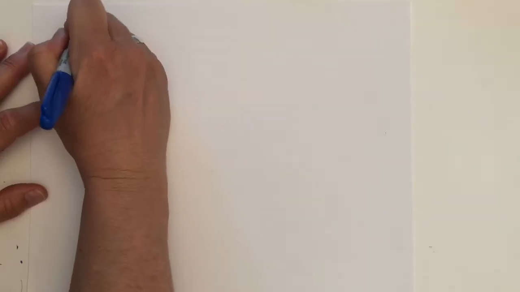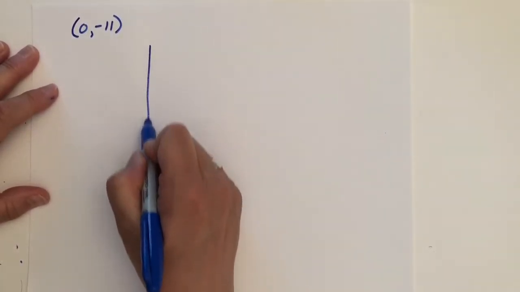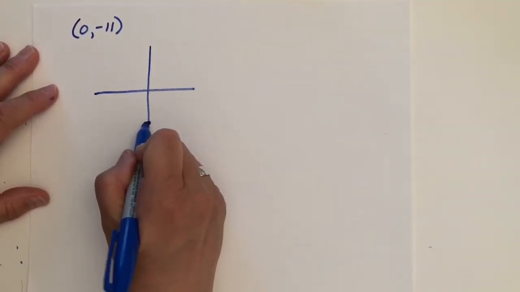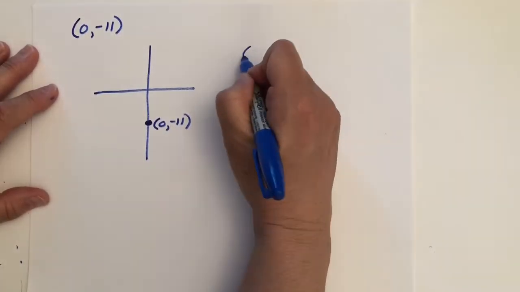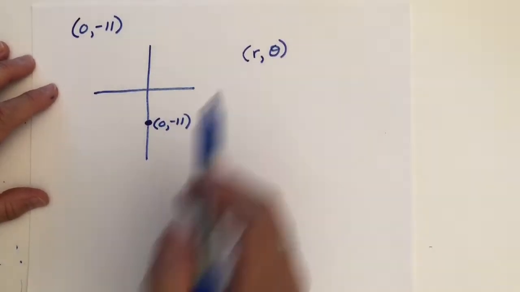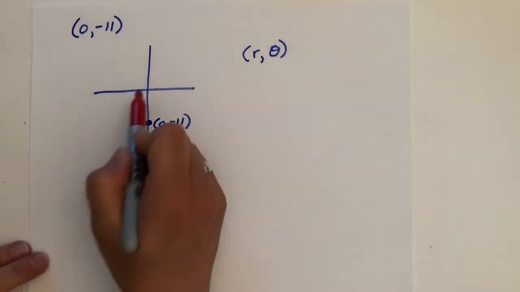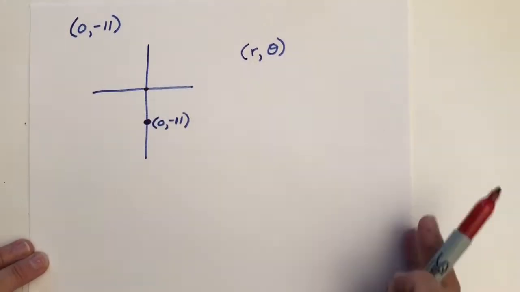Let's suppose the point is (0, -11). So here is our point with rectangular coordinates. Let's graph it. So (0, -11) is down here. Remember, finding a representation in polar coordinates means we need an r value and we need a theta. Well, r is the distance from the pole, or the origin, right here, to that point. So we can let r be a positive 11.